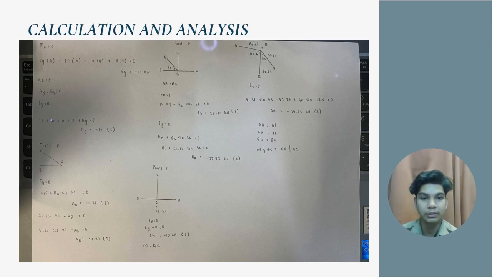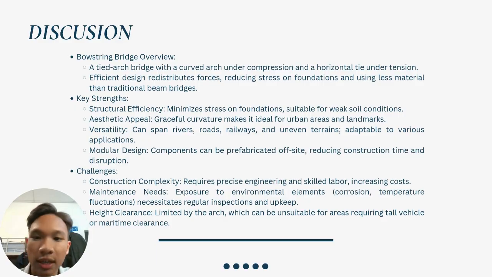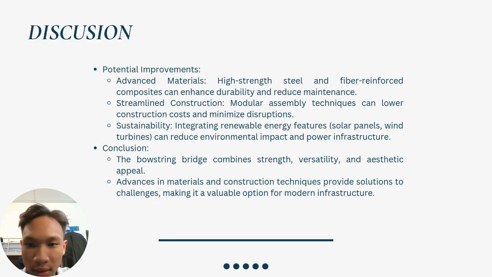And the last thing that I will state is, now let's discuss the bowstring bridge. A bowstring bridge is a tied arch bridge with a curved arch under compression and a horizontal tie under tension. Its efficient design redistributes forces, reduces stress on the foundation, and uses less material than traditional beam bridges. The main key strength is structural efficiency.